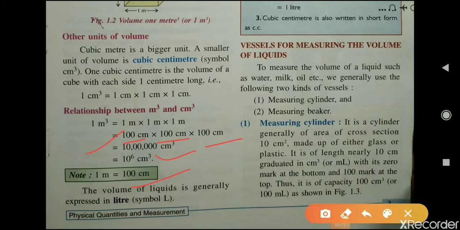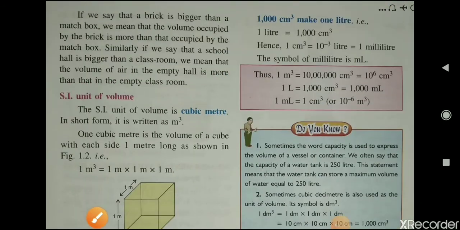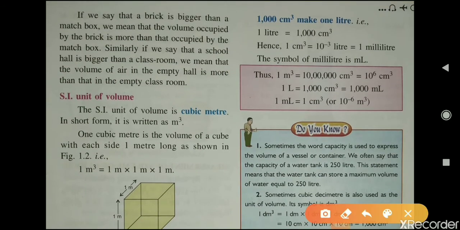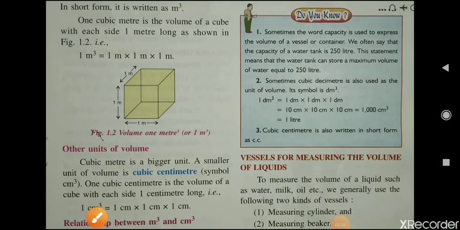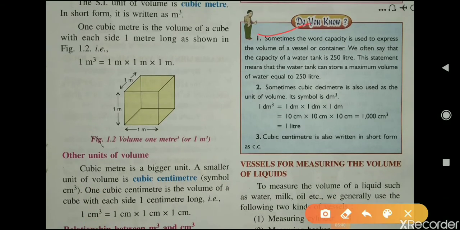Now, the volume of liquid is generally expressed in liter. Now, the relationship between centimeter cube and liter: 1 liter is equal to 1000 centimeter cube, and 1 centimeter cube is equal to 1 milliliter. The symbol for milliliter is small m and capital L. You have to learn all these.